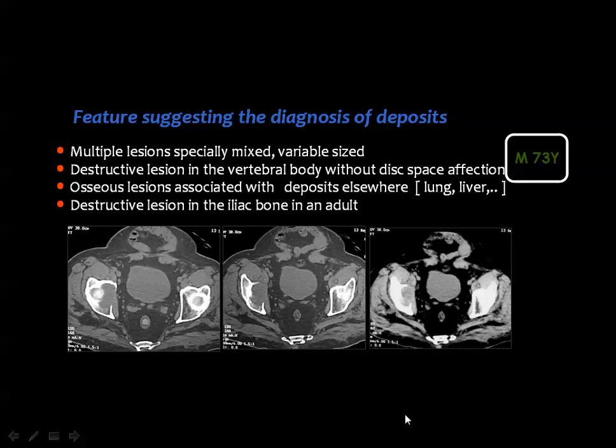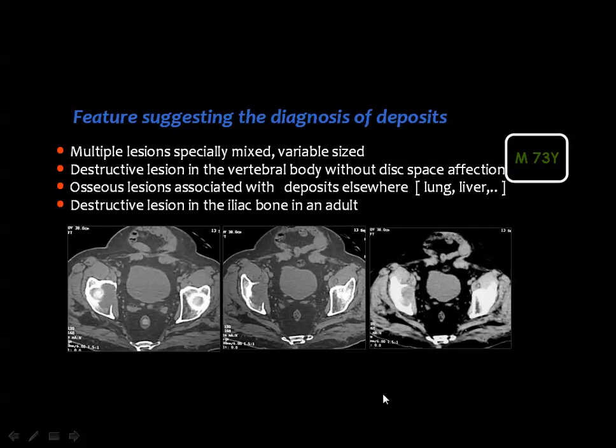Number one, to confirm the diagnosis. Number two, to know the primary site. And this is an important issue. Then if you see osseous lesions as well as metastasis in the lung and metastasis in the liver, this will support your diagnosis.